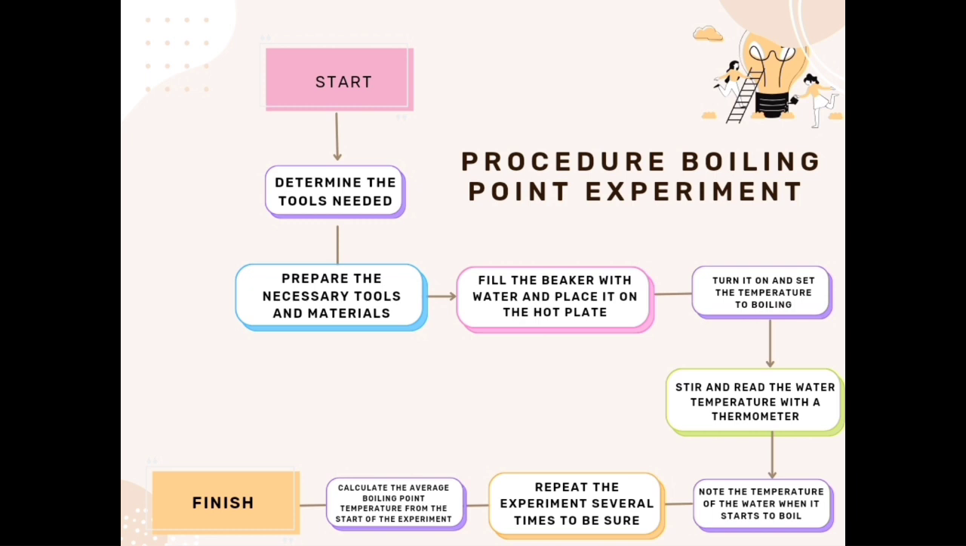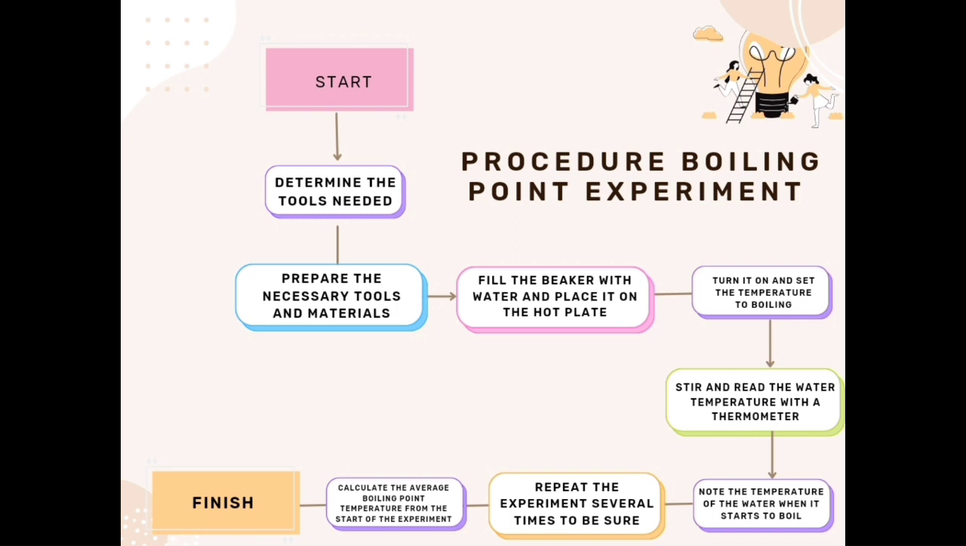Start. This is the first step in the experimentation process. All steps start from here. Next, determine the tools needed. In this step, you need to determine the tools that will be used in this experiment. Next, prepare the necessary tools and materials.